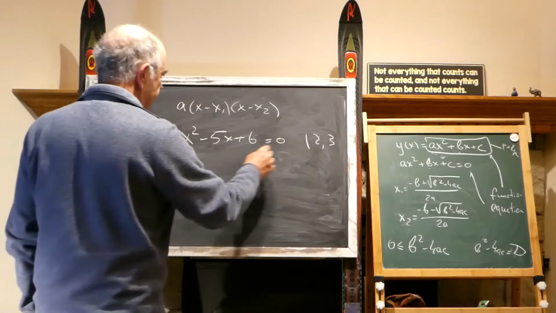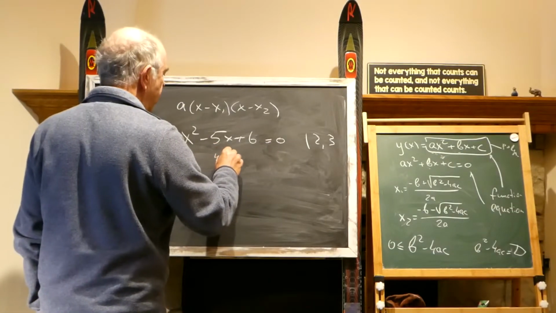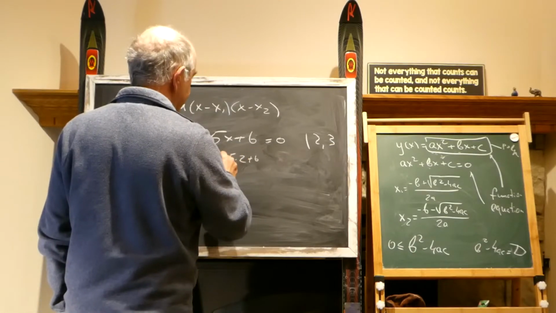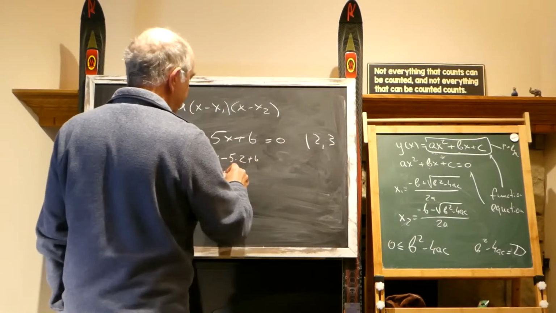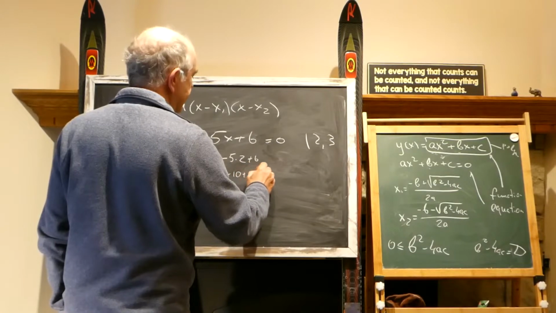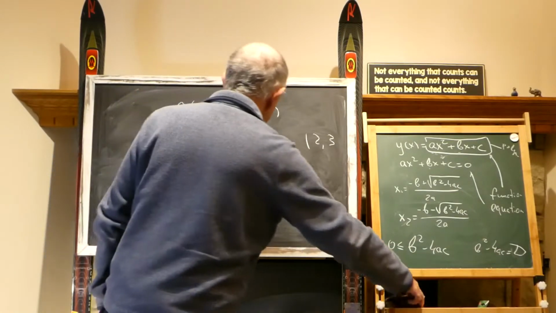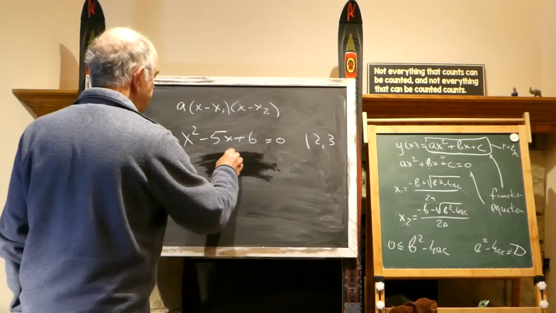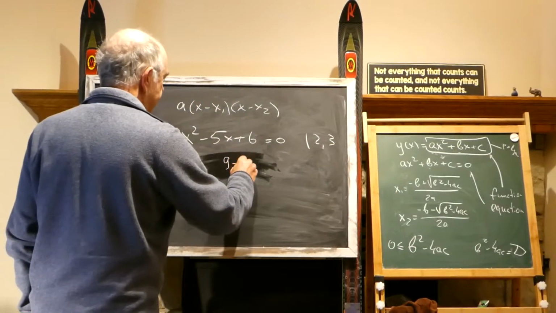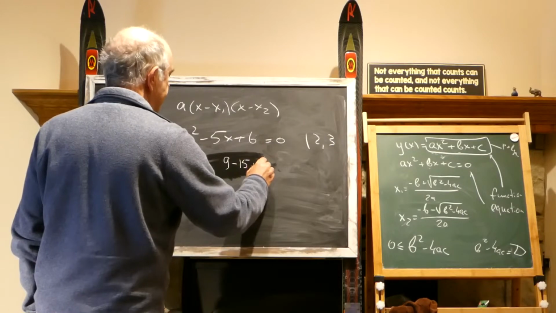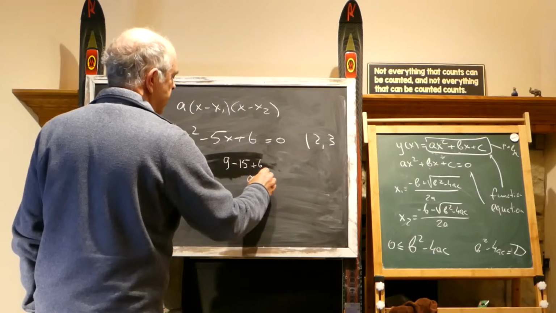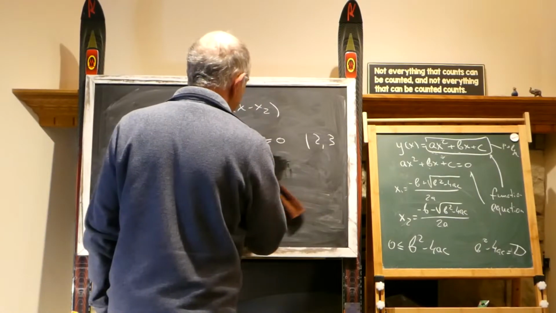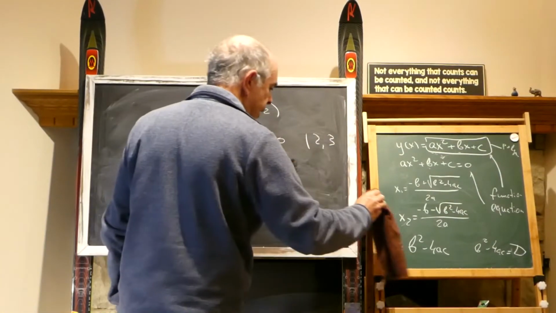Let's check it. If it's 2, it would be 4 minus 5 times 2 plus 6. 4 minus 10 plus 6 equals 0. So 2 is the solution, and 3 is the solution too, because it would be 9 minus 15 plus 6, and it would be 0. 0 equals 0. So fantastic. If you know those, factoring becomes very easy.